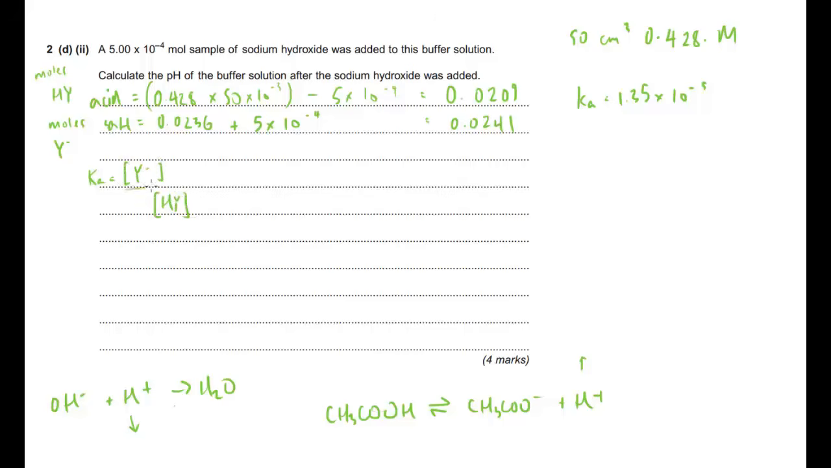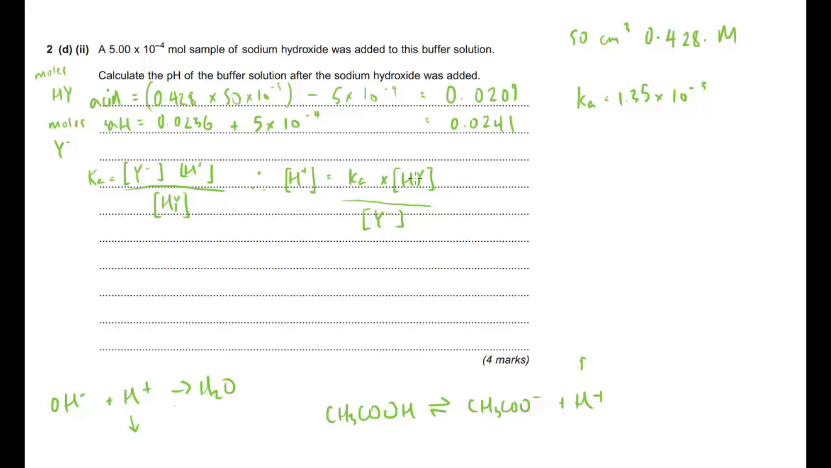Y minus, HY, H plus. Rearrange so H plus is the subject. It's going to be Ka multiplied by HY divided by Y minus. Now what we can do here, we do not have to convert these back to concentrations.